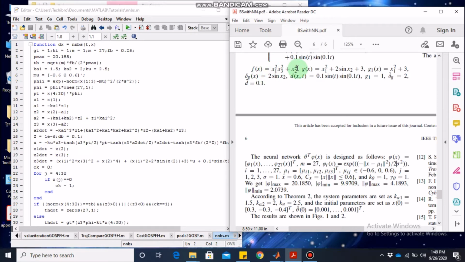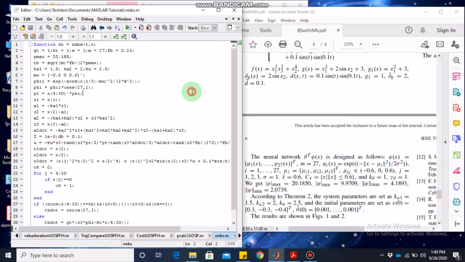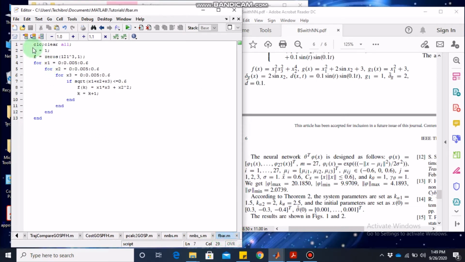So remember that the absolute value of f of x cannot be greater than f bar divided by 2. In order to find f bar, you can use this code for calculating f bar. You can have x1 from 0 to 0.6, x2 from 0 to 0.6, x3 from 0 to 0.6. These are because f bar only includes the even powers of x1, x2, x3. So I have used x1 square, x2 square, x3 square from 0 to 0.6, and the square root of x1 square plus x2 square plus x3 square is basically the norm. This norm has to be less than 0.6.